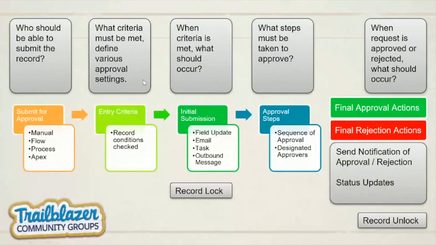So it helps you. And then also you can define various templates. When the record is sent for approval, it will send an email notification to the approvers and those things. So you can define all those things also with the entry criteria. Then once the criteria is met, if the record has got into the approval, you can define what to do. So you can do all these field updates, email tasks, all these actions once the criteria is met in the initial submission.